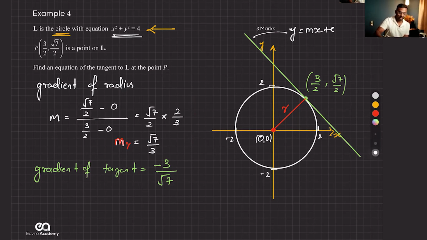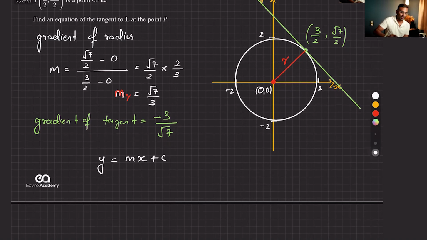And now we have the equation with us. y equals mx plus c. We're going to replace x and y. Do you see that? Because that is the point on the tangent which needs to be substituted in. So what is our y value? √7 over 2 equals gradient -3 over √7 times x, which is 3/2, plus c.